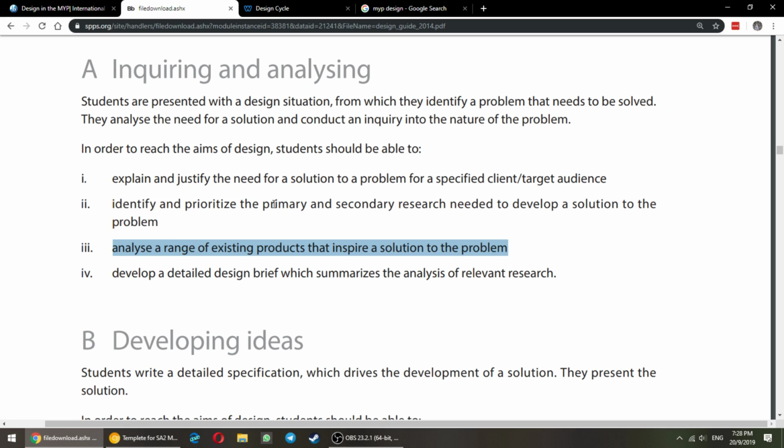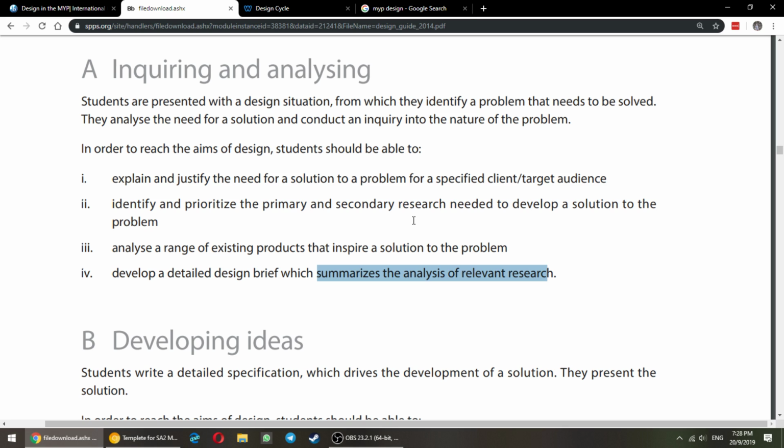Okay, then lastly, you develop a detailed design brief which summarizes the analysis of relevant research. A design brief, people often misunderstand this as what is your product about. But in this case, the design brief is not about your product. It's not yet the super detailed description of your product. It is not. This section is here to summarize your research.